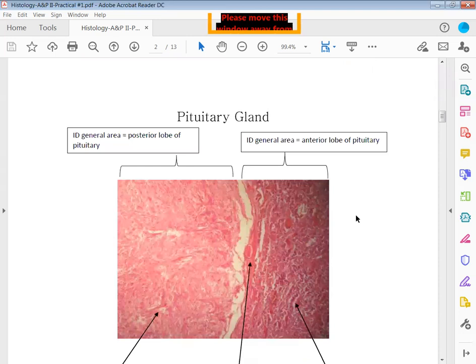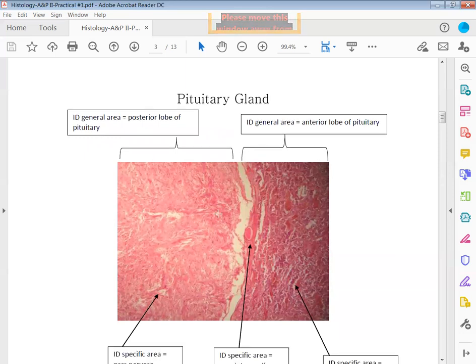Okay, now let's go down to the pituitary gland. The pituitary gland is the little gland that hangs down from the brain. The pituitary gland has two main lobes. You'll see this large general area here is the posterior lobe of the pituitary, and the darker side here is the anterior lobe of the pituitary. So your anterior lobe is always going to be darker than your posterior lobe. So it doesn't matter which direction they flip this slide. The posterior lobe is always going to be light, and the anterior lobe is always going to be dark.